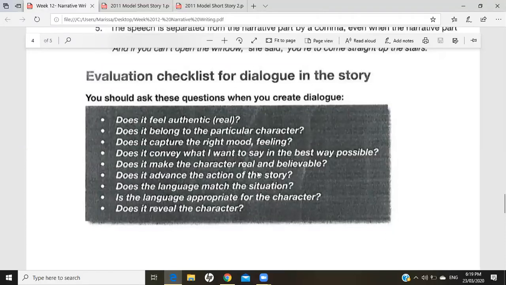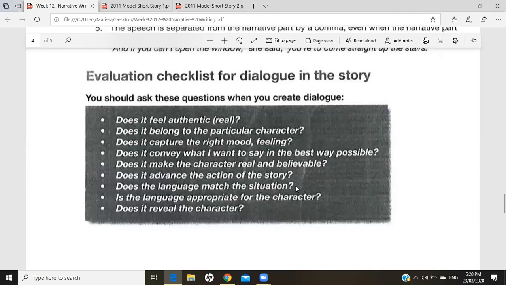The next thing is, does it advance the action of the story? You want the dialogue in the story to be used to propel the plot, whereas when characters are conversing, you really get an idea of the conflict that's taking place in the story or the climax. The next thing is, does the language match the situation?